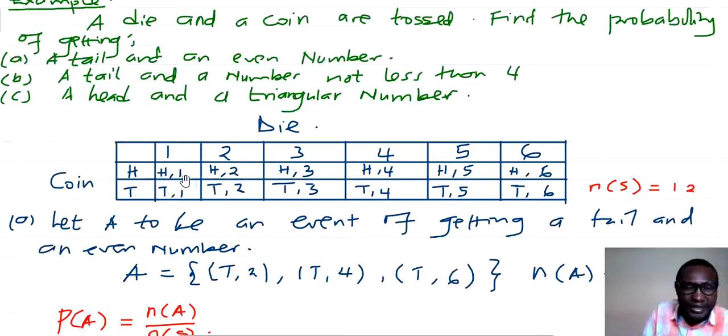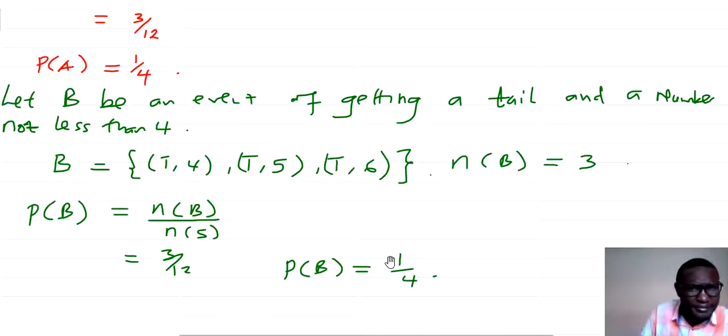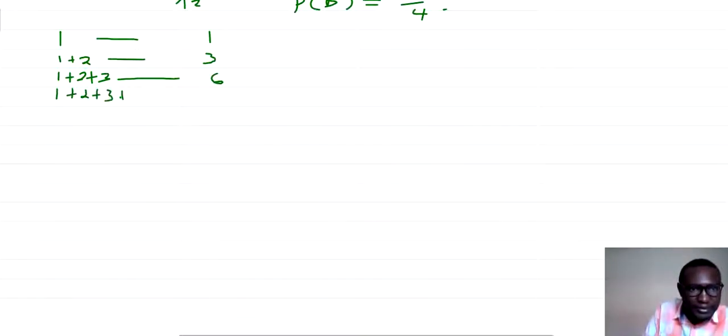Next, we need the head and the triangular number. Let's see how to get triangular numbers first. For triangular numbers, we start with 1. The next one is 1 plus 2, which gives us 3. We have 1 plus 2 plus 3, which gives us 6. We have 1 plus 2 plus 3 plus 4, giving us 10.